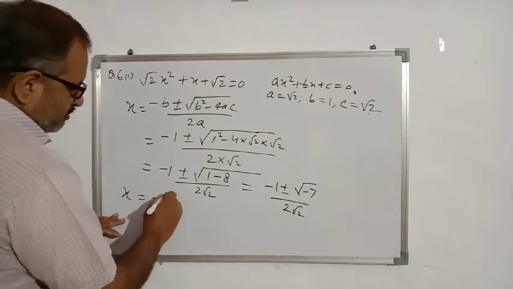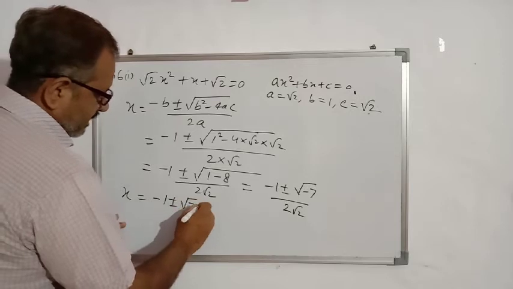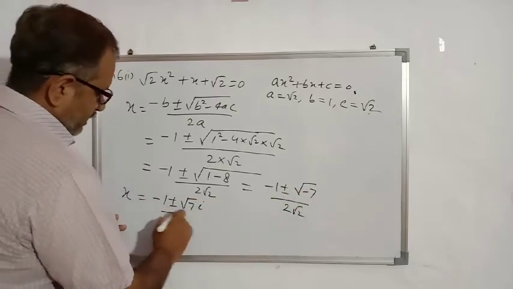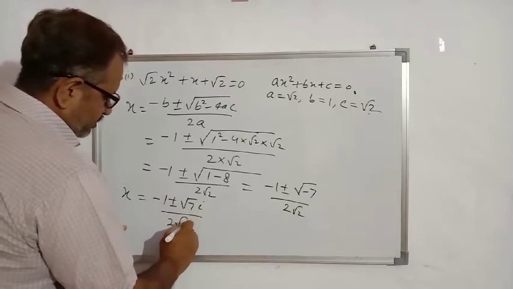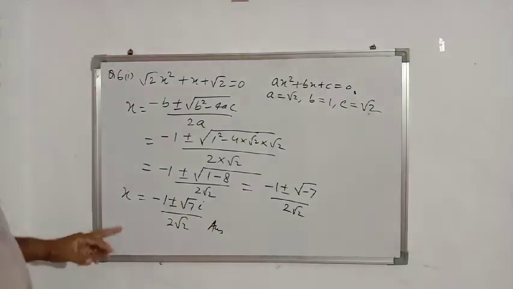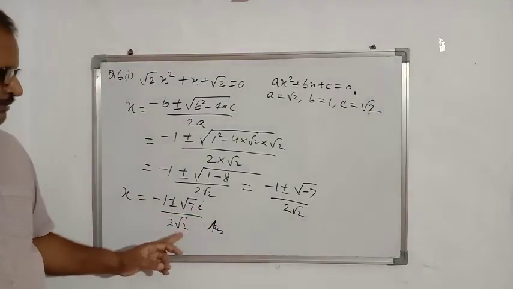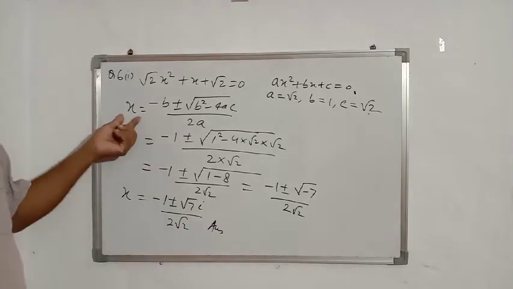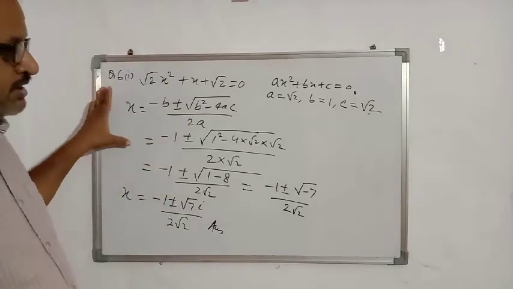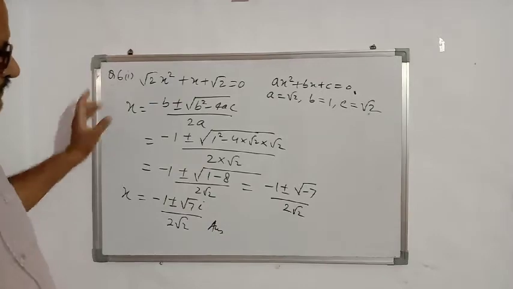x is equal to minus 1 plus minus, we can write it as root 7 i, since i is root minus 1, so root 7 i by 2 root 2. This is the answer: minus 1 plus root 7 i by 2 root 2 and minus 1 minus root 7 i by 2 root 2. So using the Sridharacharya formula, we can solve for x. I hope that it is clear to you. Now we will see some word problems.